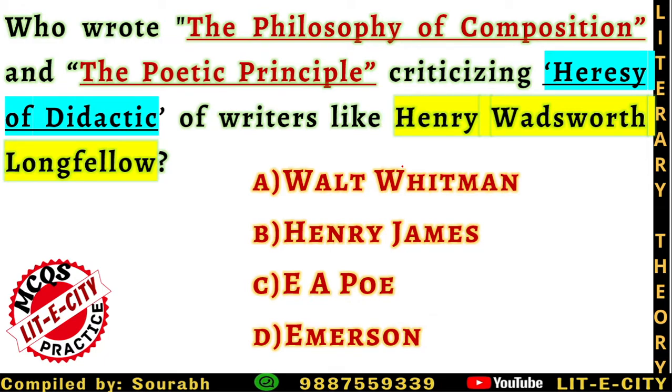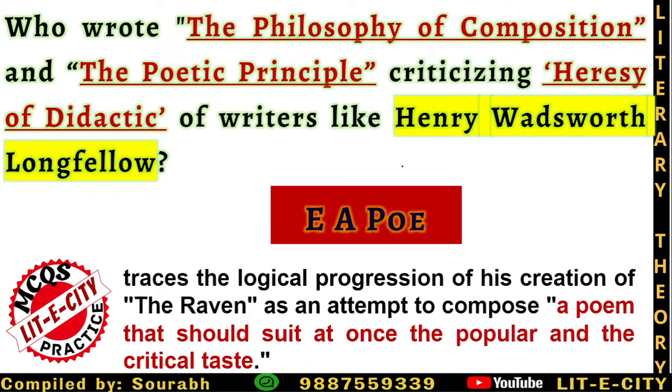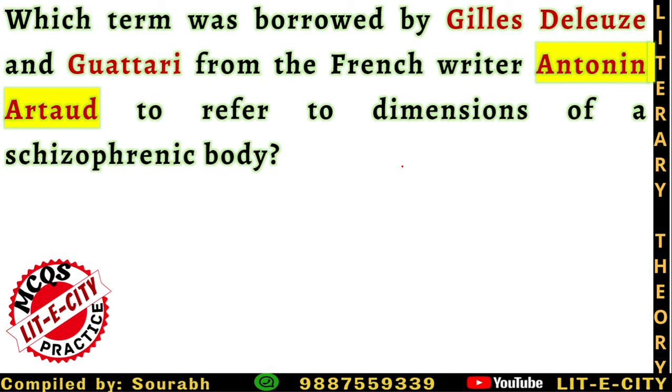The writer who wrote these famous essays and coined this term is Edgar Allan Poe in his essay The Philosophy of Composition, and this essay basically traces the logical progression of his creation of his famous poem The Raven, because he wanted to compose a poem that should suit at once the popular and critical taste. So he thinks that writers like Henry Wadsworth Longfellow only cater for the critical taste, they try to sermonize, while he is writing a poem which appeals to the sense and emotion of the common people also.